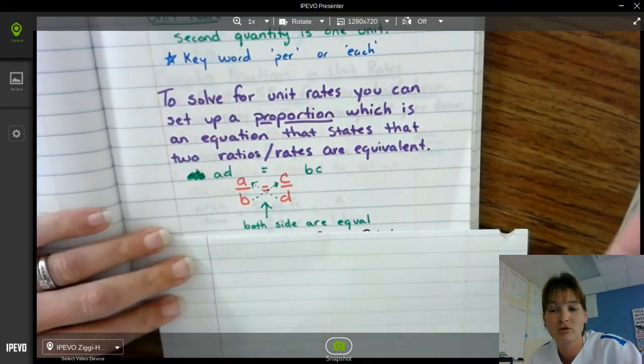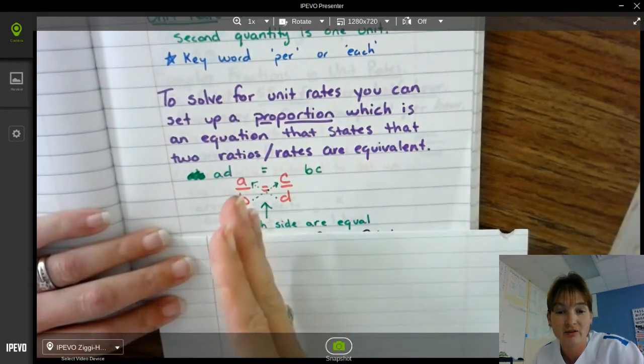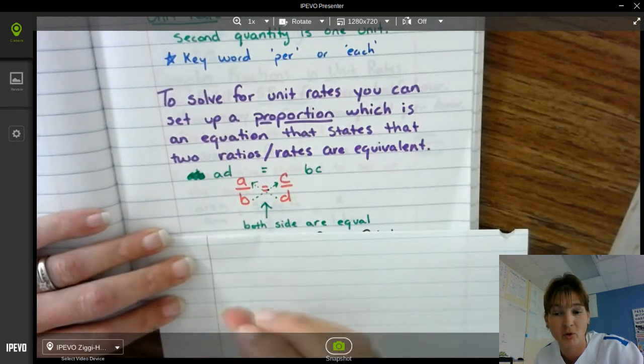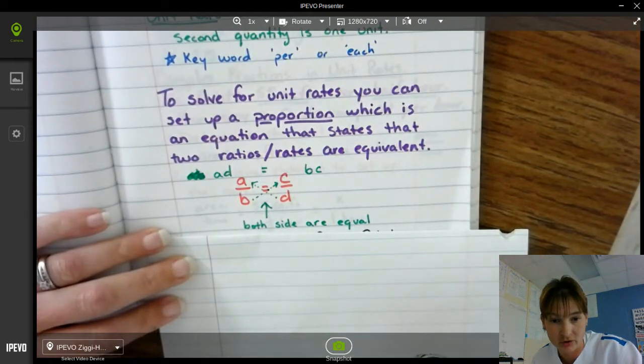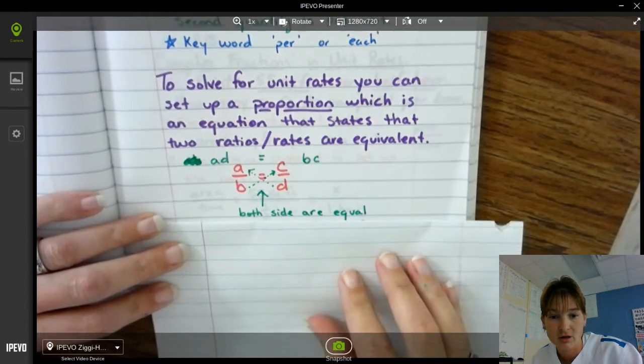This is just like when you compared fractions back in elementary school. You were seeing if one side is bigger than the other. Well, this time we're looking to see if both sides are equal, or we're trying to make both sides equal to each other. All right, so that's on proportion.